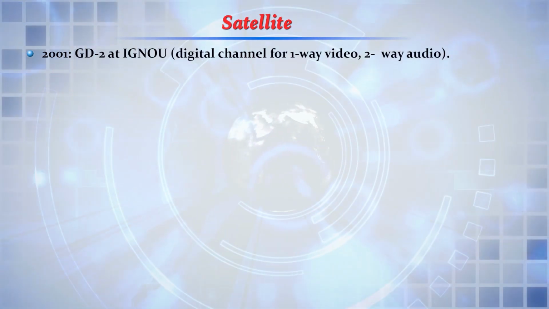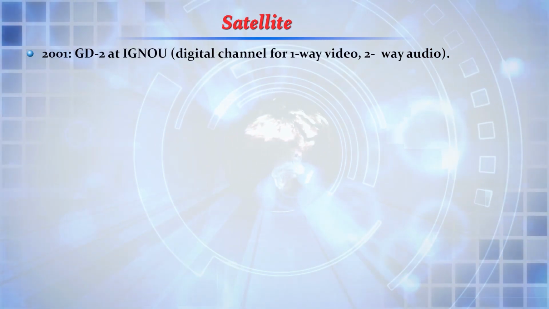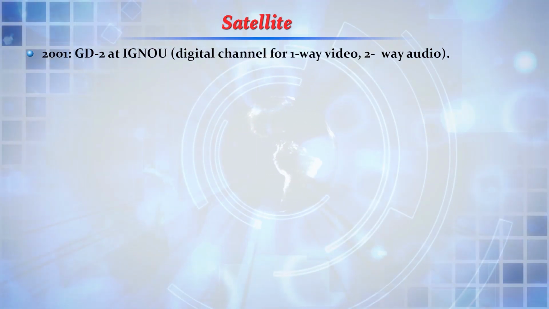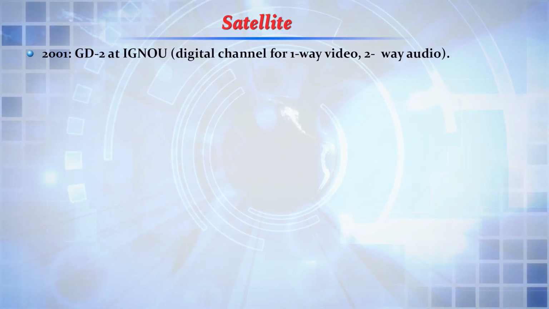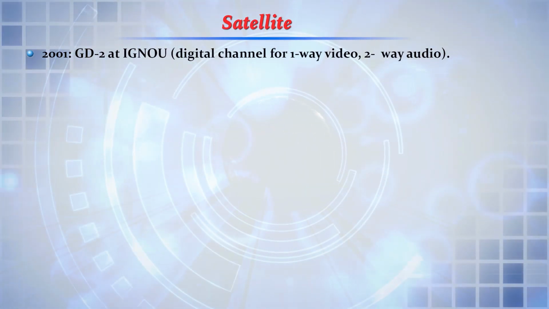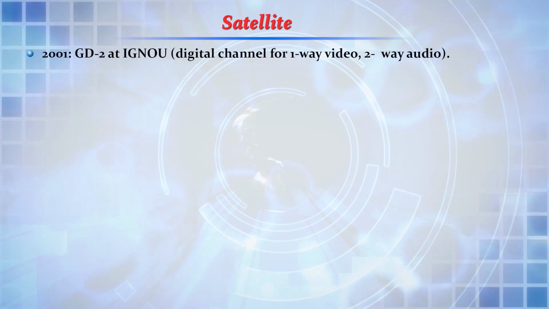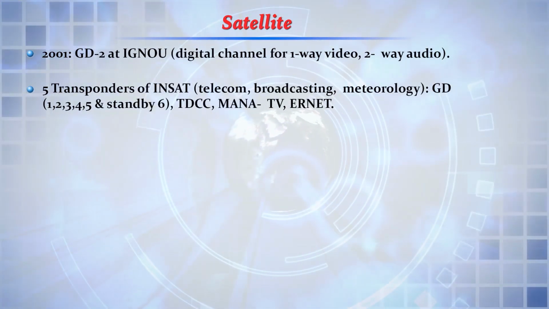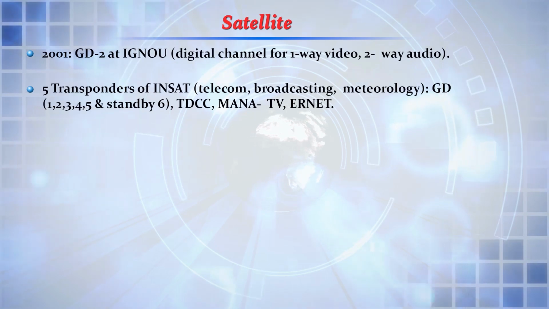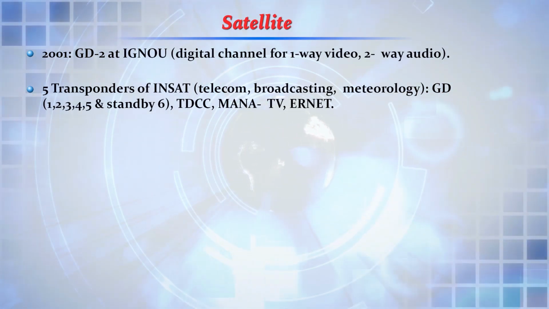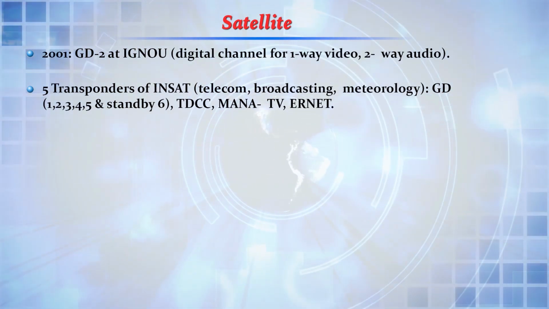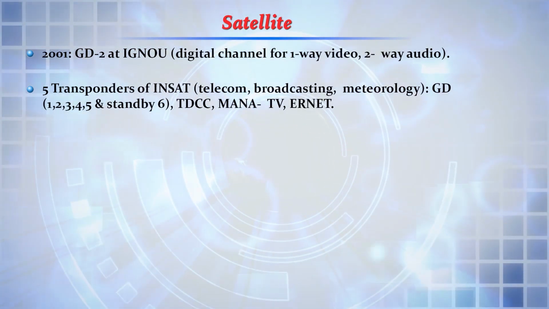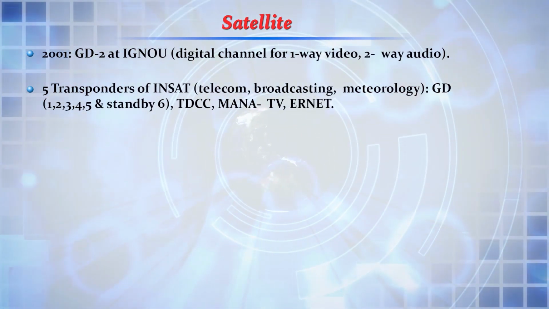In 2001, GyanDarshan 2 was launched at IGNOU, which is basically a digital channel for one-way video and two-way audio. So for the first time in 2001, we had a digital channel. 5 transponders of INSAT for telecom, broadcasting, and meteorology were deployed, and GyanDarshan 1, 2, 3, 4, 5, up to GD5, were launched, and there was a standby GD6 channel.